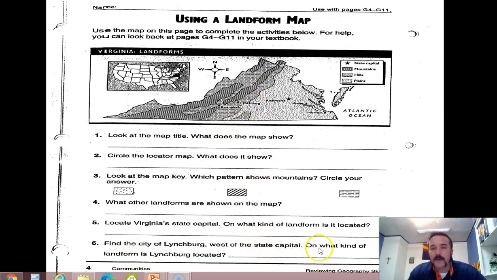Now find the city of Lynchburg right here, west of the state capital. Okay. What kind of landform is Lynchburg located on? I see the horizontal dashes. That's right here. That's how you do this assignment. It all takes looking at everything: the title, the locator map, and the map key especially.